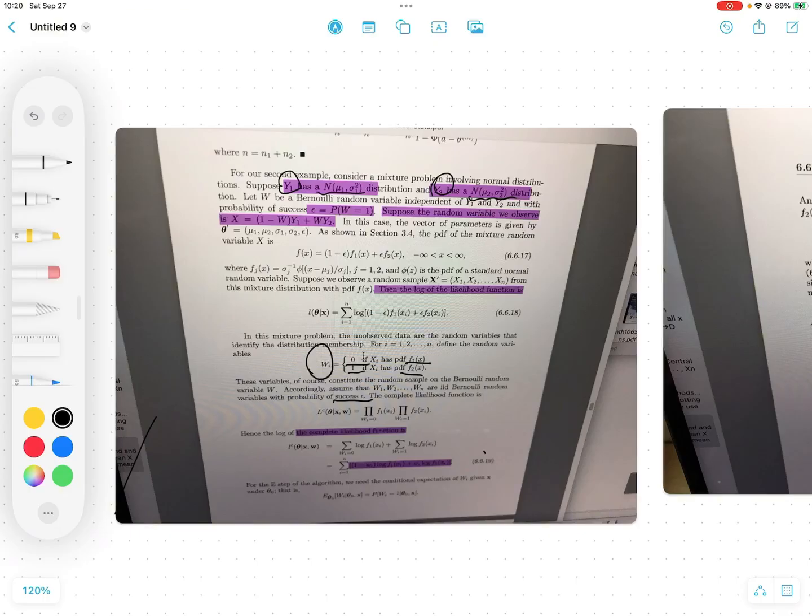In this problem, just suppose we don't know the exact probability of coming from a distribution, and we want to estimate this mu and further the epsilon.